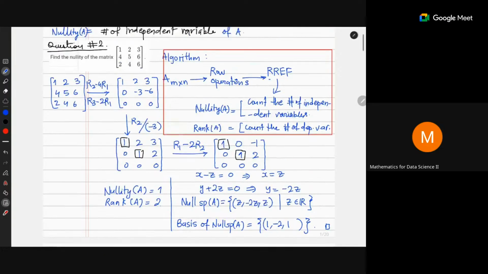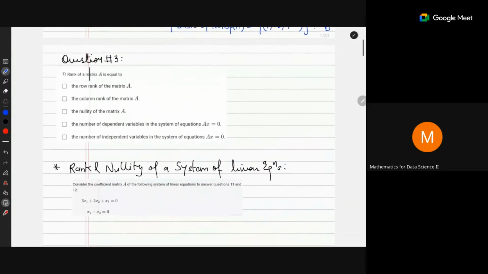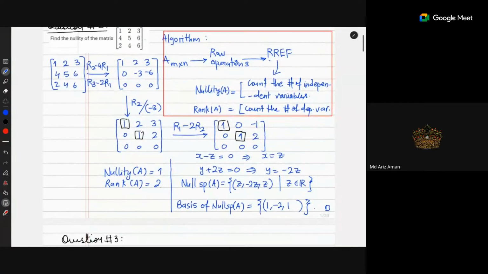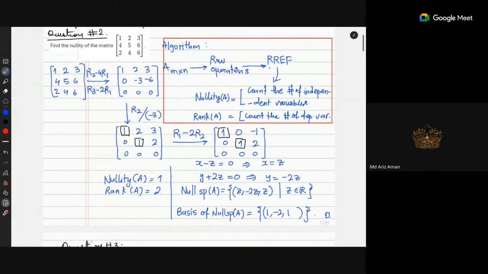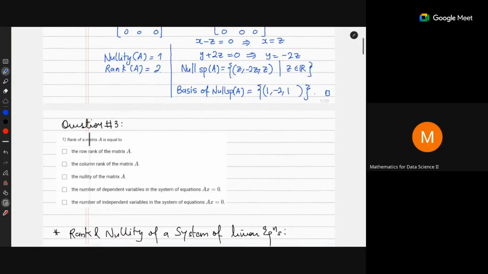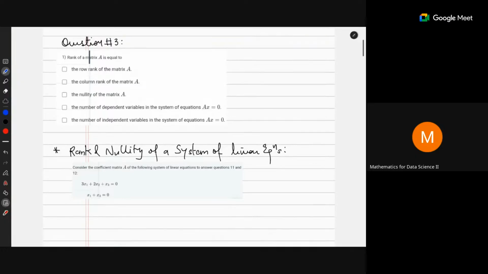So, sir, can we find the null space from the reduced echelon form? Yes, you can do that. But we reduce to row reduced echelon form because it is much simpler in calculation to deal with. Okay, sir. Now let's do question number 3.